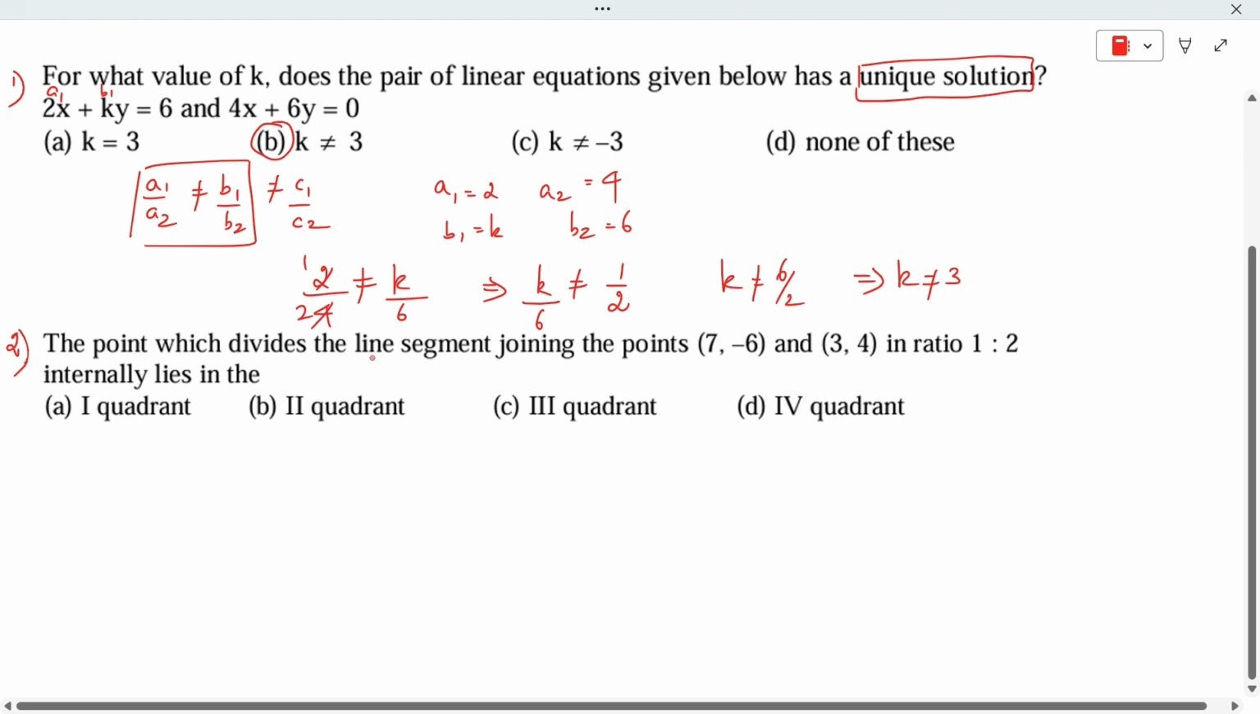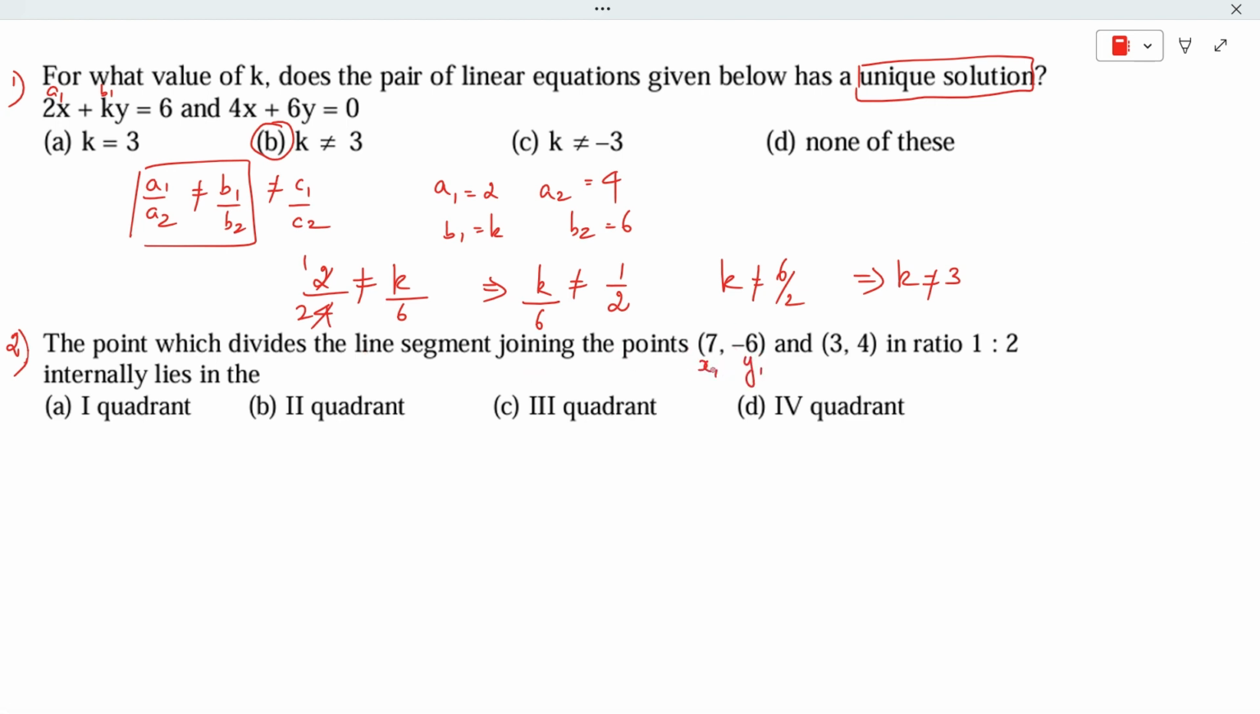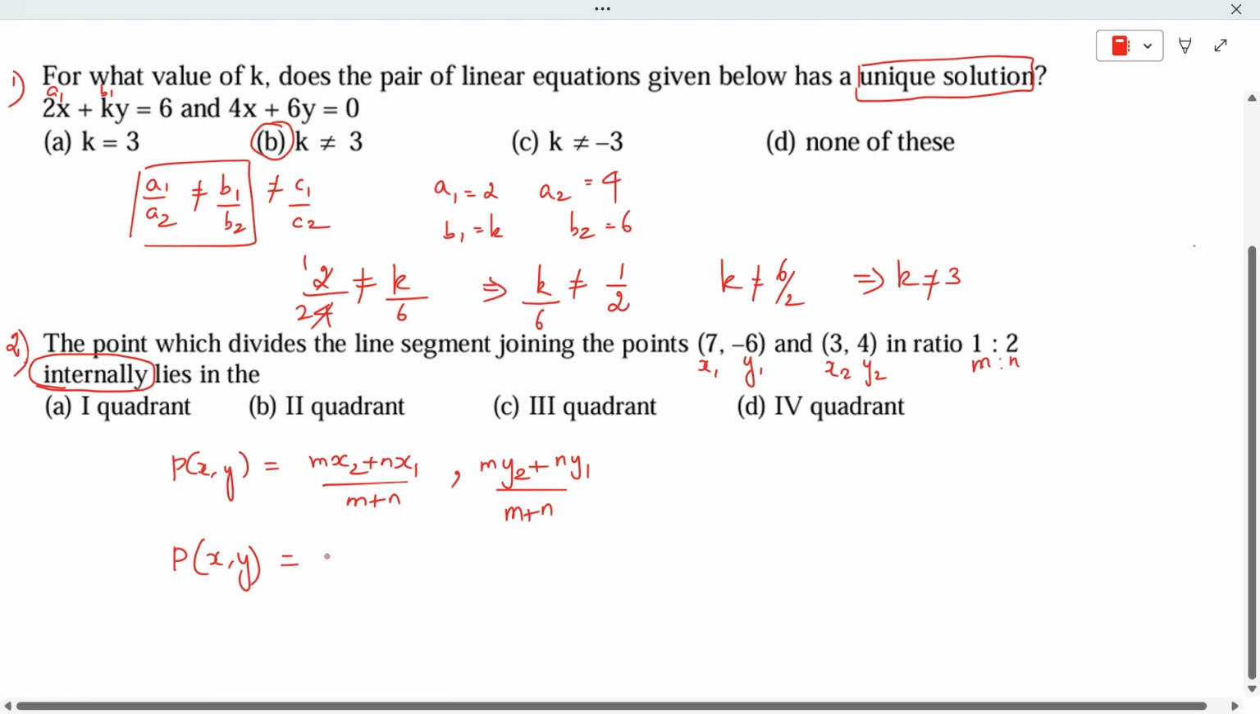Question number 2. The point which divides a line segment joining the points, named as x1 y1 and x2 y2, in the ratio m is to n internally. If the point divides a line segment internally, then the formula is point x comma y is equal to mx2 plus nx1 by m plus n. Similarly, for the y coordinates, my2 plus ny1 by m plus n. So I'm just going to find the point which is dividing the line segment internally in the ratio 1 is to 2. So substitute the values in the formula.